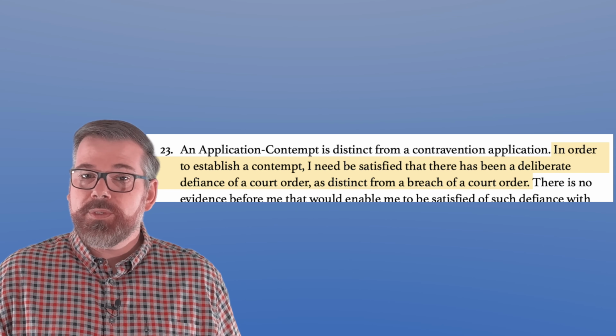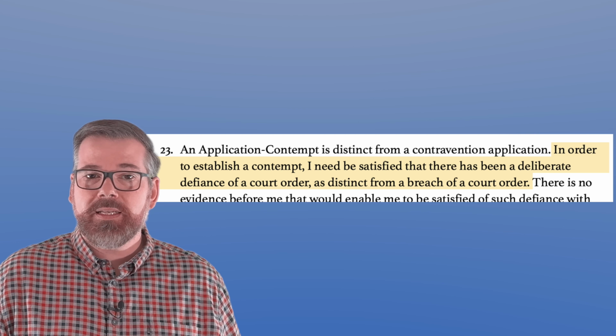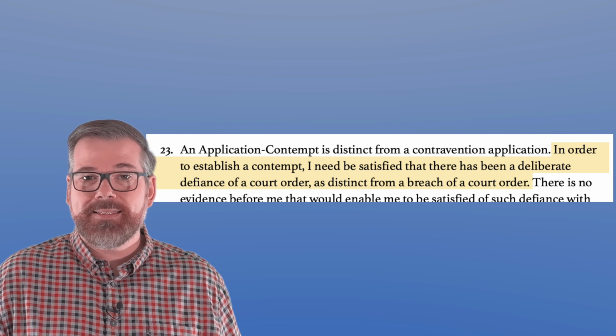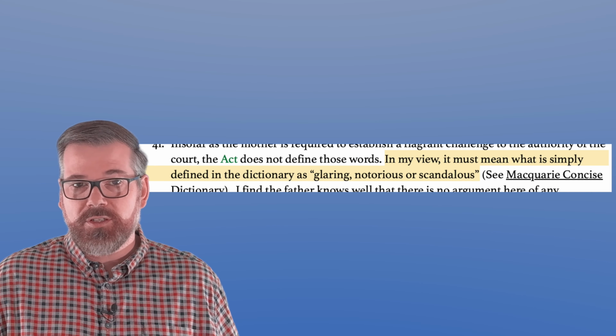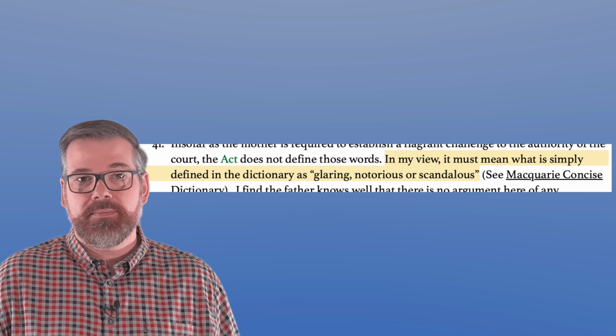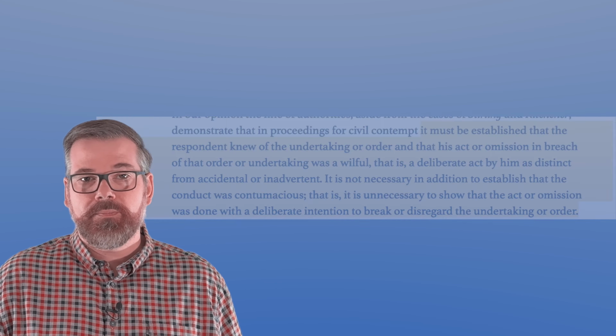So what constitutes a flagrant challenge to the authority of the court? The alleged contemnor, that's the person who committed the contempt, must have known both the contents of the contravened order and what the order meant. Justice Johns has put it as follows. In order to establish a contempt, I need to be satisfied that there has been a deliberate defiance of a court order as distinct from a breach of a court order. As the words flagrant challenge are not defined in the Family Law Act, the court has adopted the dictionary definition: glaring, notorious, or scandalous. The full court in Kendling approved the following passage from English.